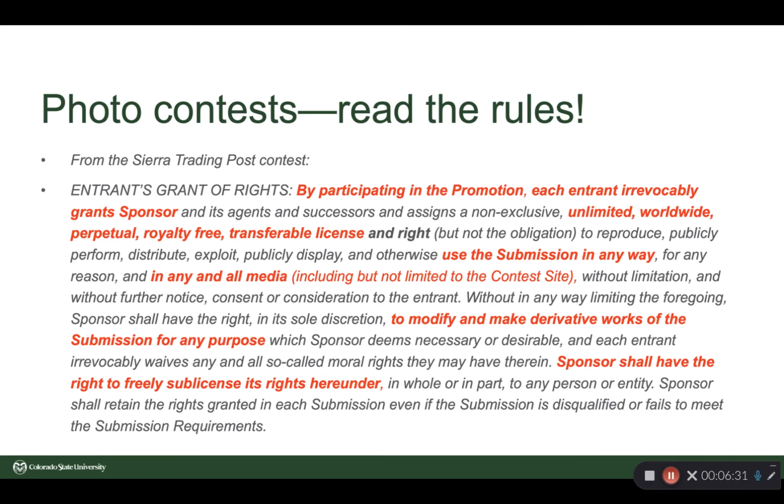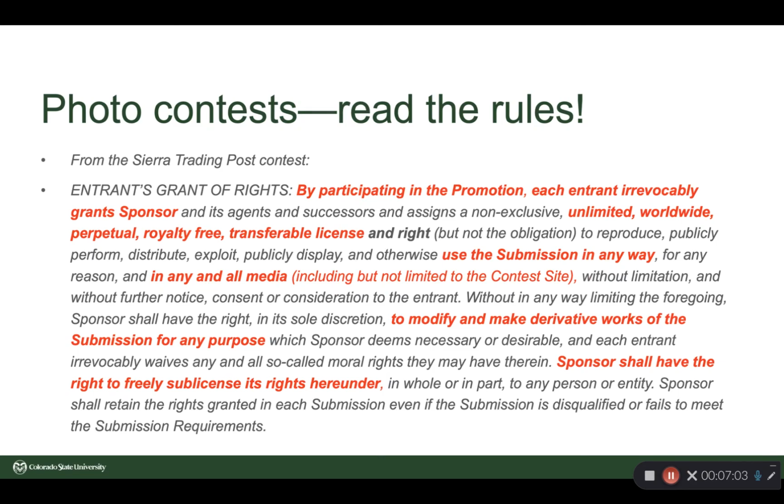And its agents, successors, and assigns a non-exclusive, unlimited, worldwide, perpetual, royalty-free, transferable license and right, but not the obligation. So they can do whatever they want to, whenever they want to. They can even sell your photo to somebody else to reproduce, publicly perform, distribute, exploit, publicly display, and otherwise use the submission in any way for any reason and in any and all media, including but not limited to the contest site. So again, they can license your photos for something else.